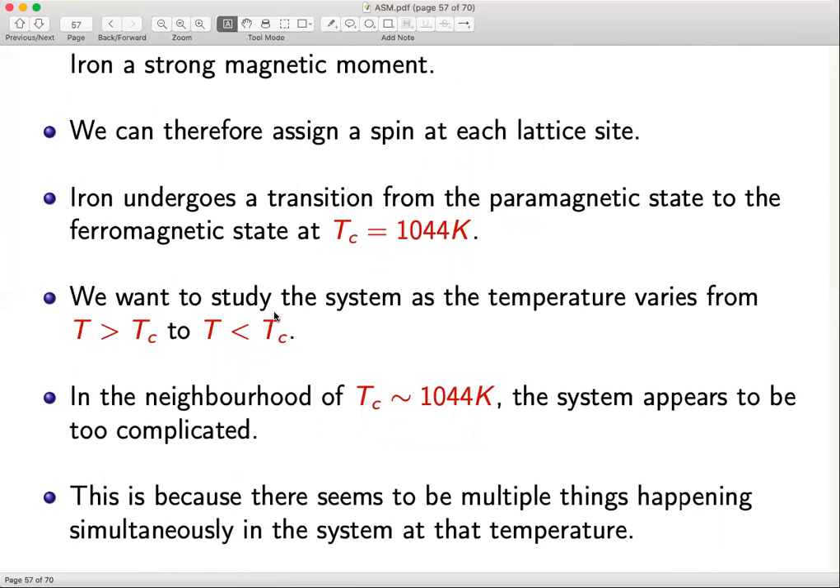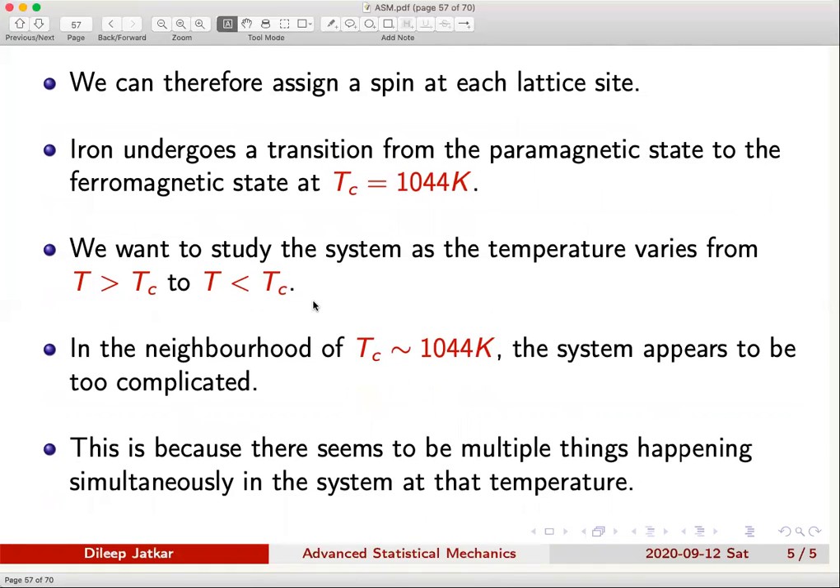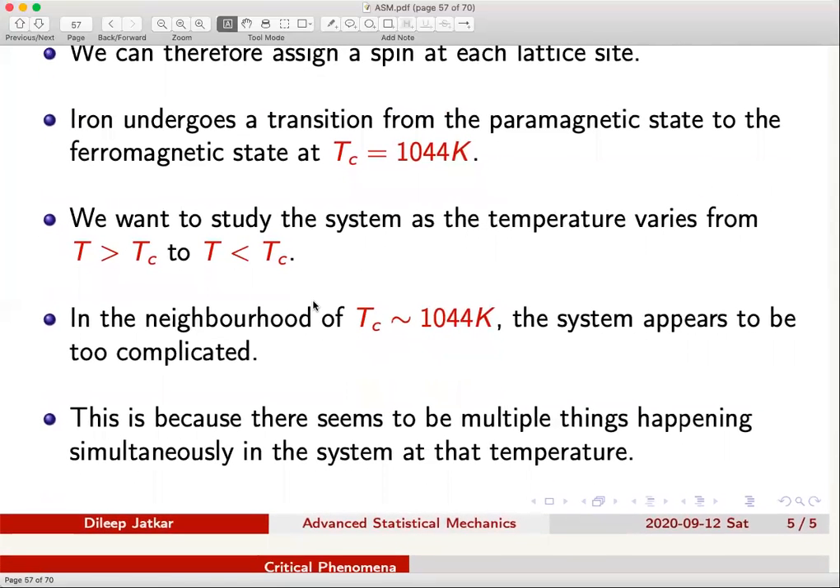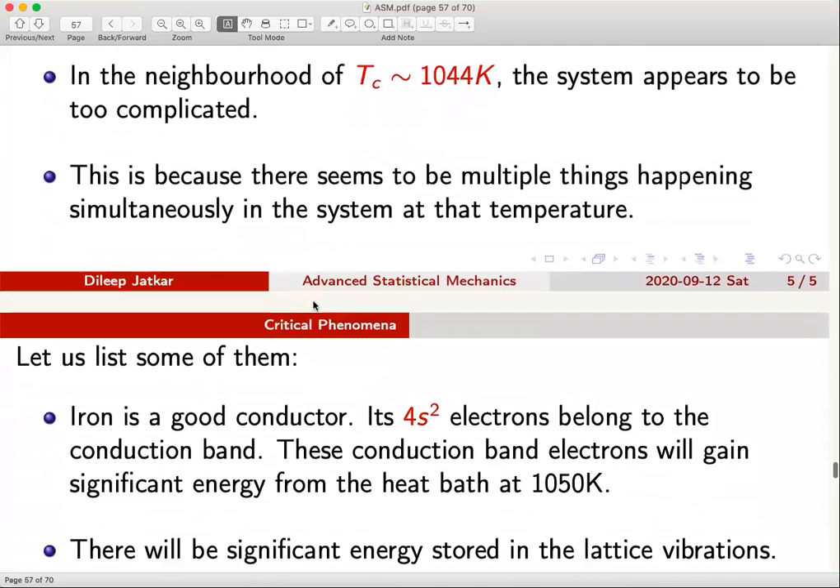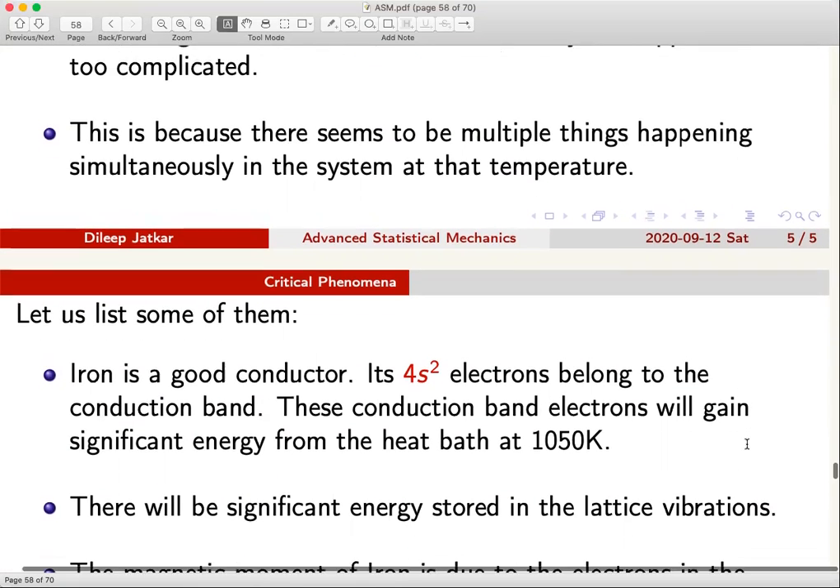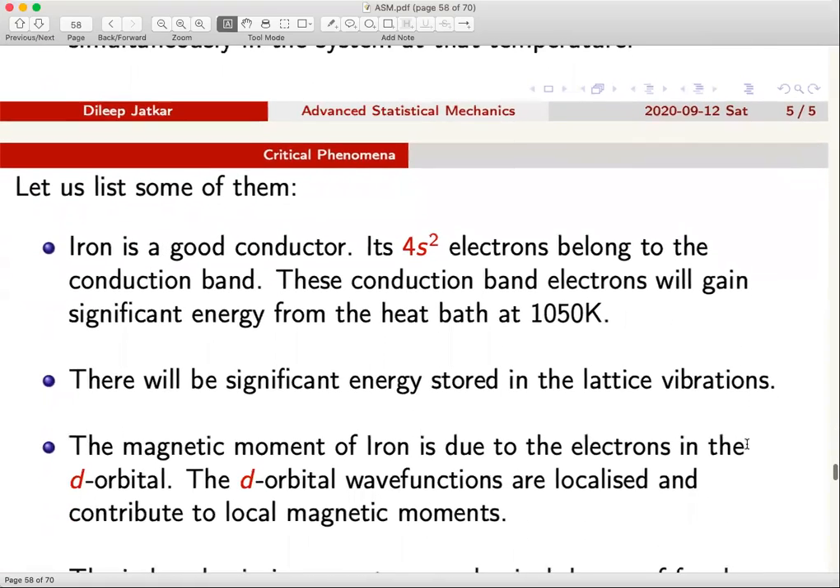Now, until we really look at how the system is, it may not appear that the system is very complicated. Okay, so let's list a few things that are involved which could make this system look so complicated. As I said, there are multiple things that are happening simultaneously in that system at really any temperature, but in particular close to the transition temperature. So let's look at what happens. Now, some of these things that I'm listing actually happen at arbitrary temperature, even at room temperature. But nevertheless, these facts are true even close to the transition temperature.